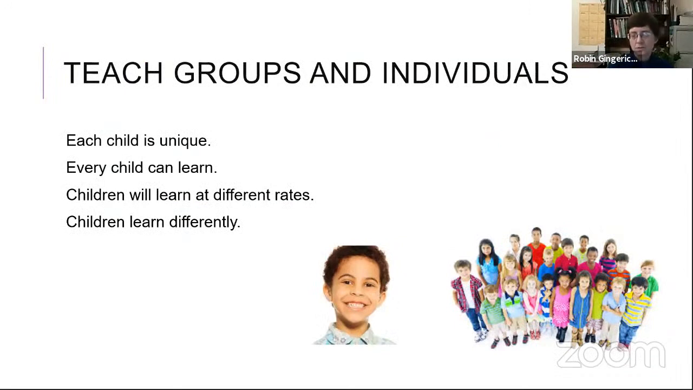This is, again, sort of repeating the same idea. In differentiation, we continue to think of the group. We continue to think of the group of students in our classes because we have 15, 18, 25, 50, 100 students. But we also recognize individuals, that individuals are unique and that everyone can learn. But maybe they learn at different rates. Some will learn faster and some will learn slower, and that children will learn differently. They'll use their different gifts in education.